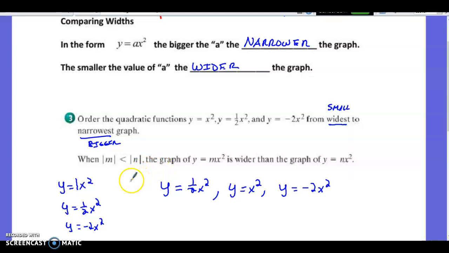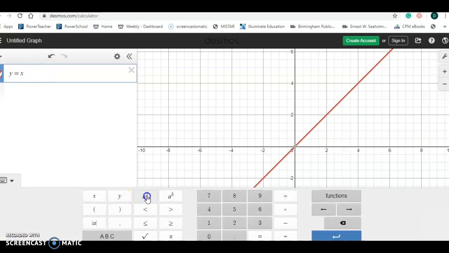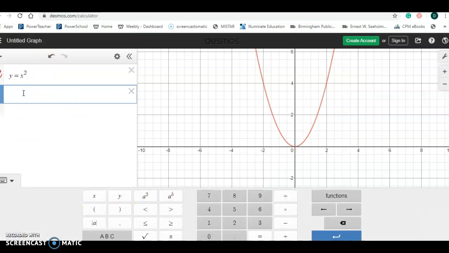All right, so there is a calculator that we can use to graph, so you can actually visually see this, and I'm going to bring that up right now. It's on the website. It's called Desmos. So this is a good website to compare graphs. So I'm going to type in those three. So I have y equals, let's see, x squared was one of them. So I could raise this to the power of 2. The other one was y equals 1/2 x squared.